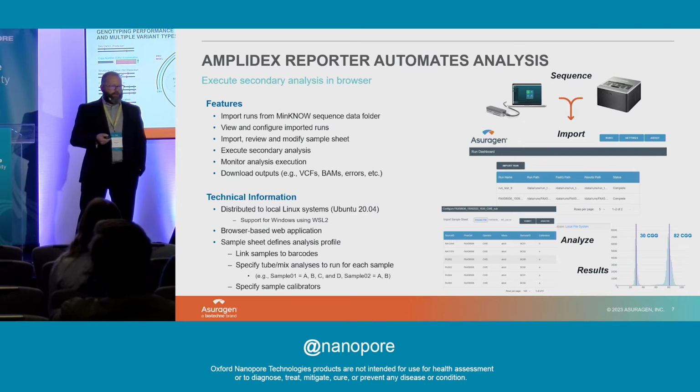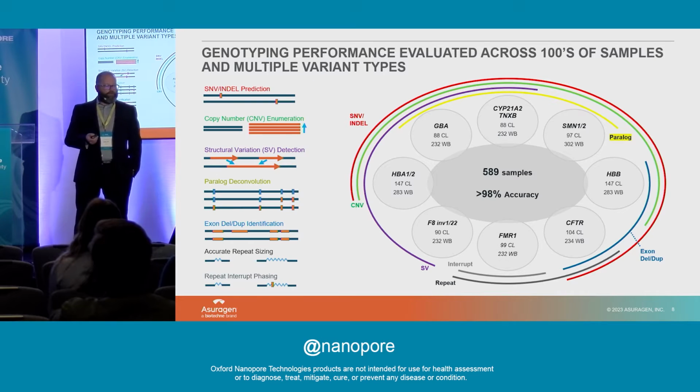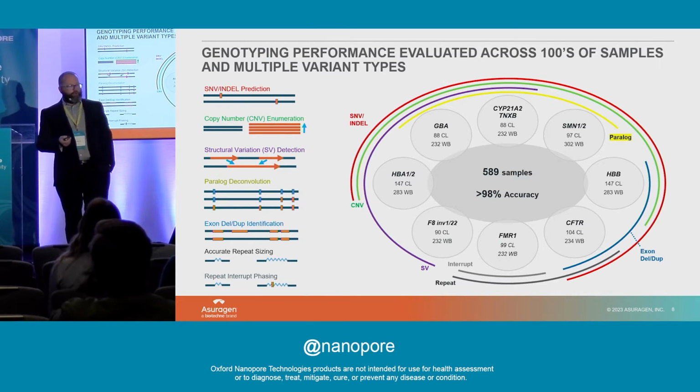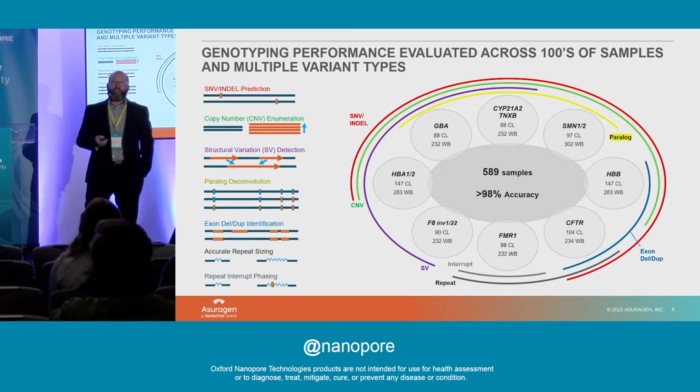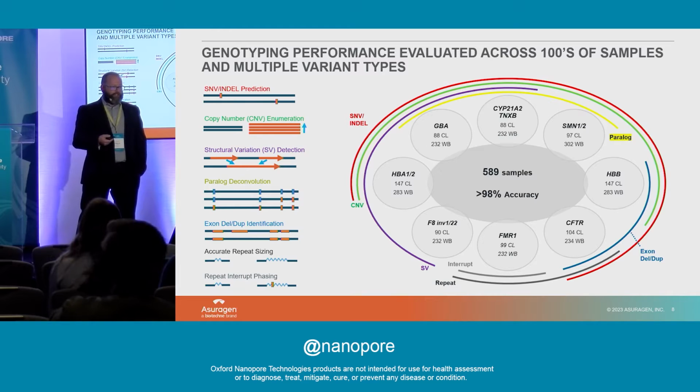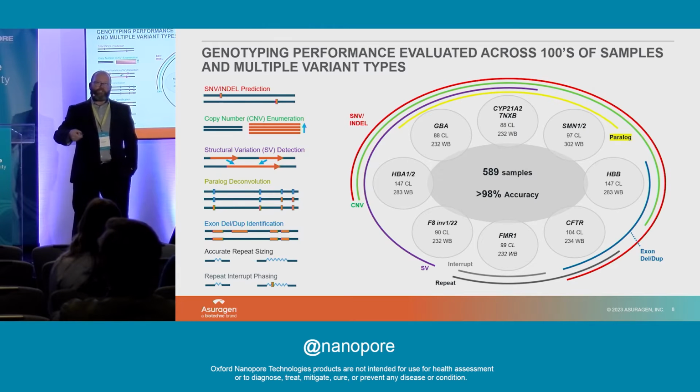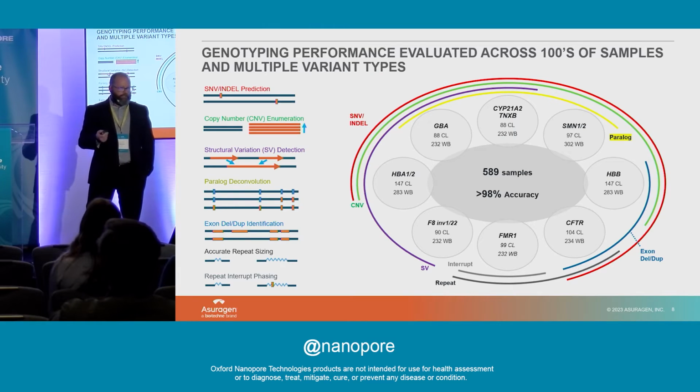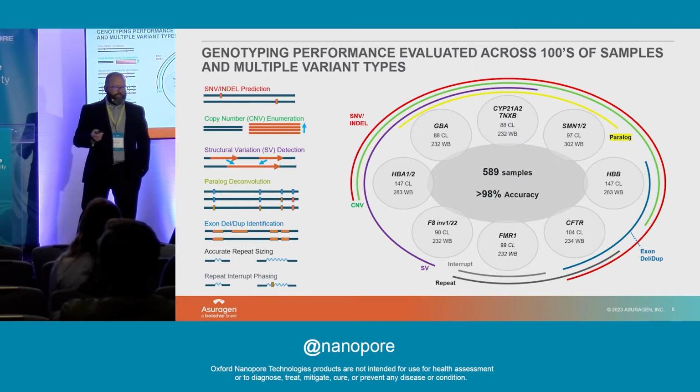Across the board, we've tested so far 589 samples with over 98% accuracy. These are cell lines and whole blood samples. I have listed here some of the variation that we're detecting and what we're detecting for each gene. So I'll go into a little bit of detail.